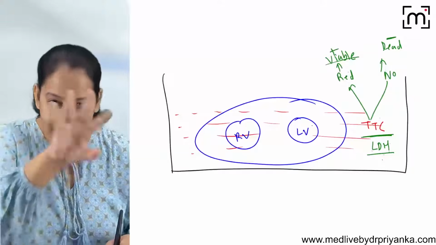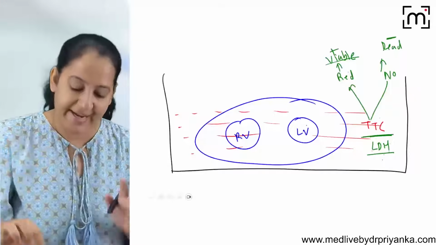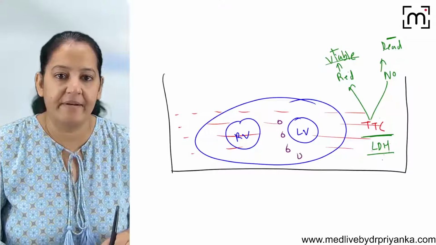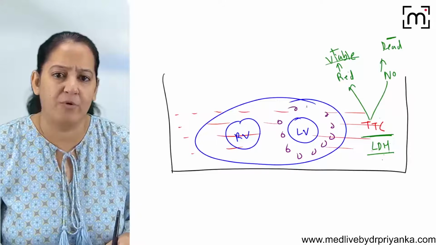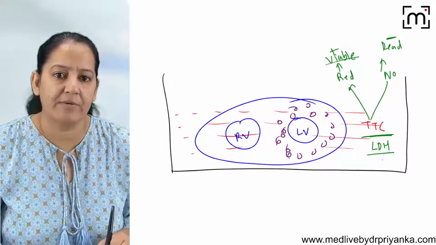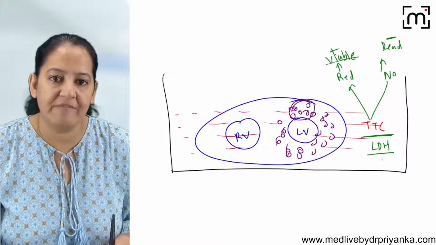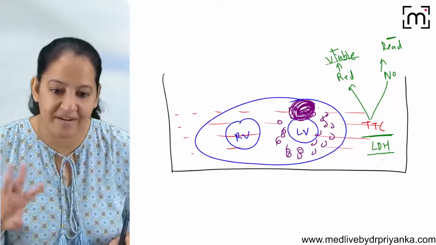Now suppose this is a slice. Can you see the slice? In this section, these are all cells in the left ventricle. There are millions of cells, and I'm drawing a few of them. These are cardiomyocytes in the wall of the left ventricle. Suppose this portion is infarcted, I mean the cells of this portion are dead.